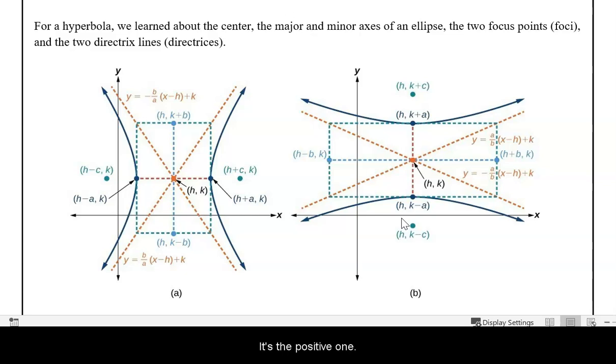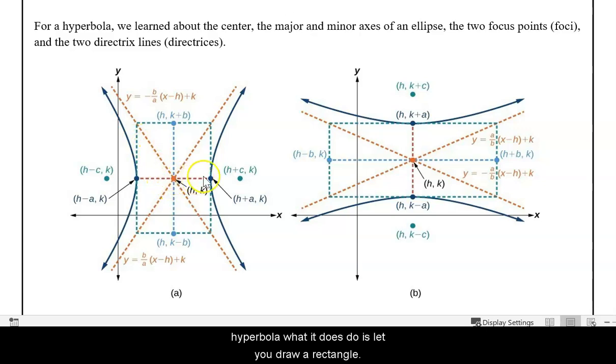It's the positive one. When we look at it, you can still get to the different points by adding to the h coordinate the value of a, which will take you to the left and to the right. Now, what about when you add b to the k? It doesn't produce any point that is actually on the hyperbola.